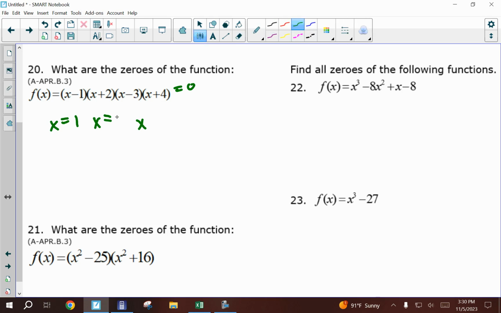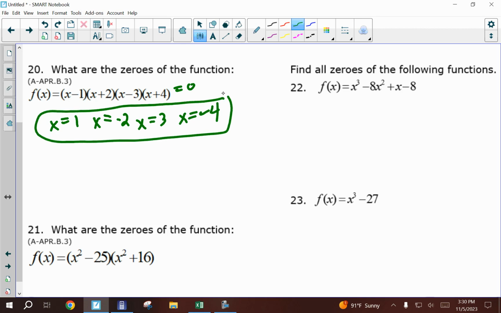So that one's going to be at -2. This one's going to be at +3, and that one's going to be at -4. And it's because when you set them equal to 0, the math you have to do to get rid of the +4 is you -4. So all that happens is the signs change. So there's our 4 answers.